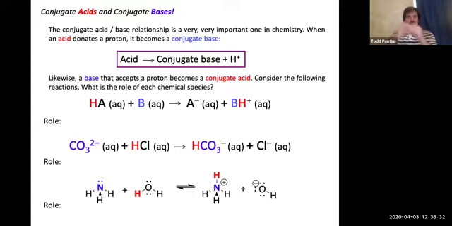So we have our acid. It has a proton on it. When it dissociates, when it gets rid of its proton, it becomes a conjugate base. So I have here a generic reaction written out. We have HA, some generic acid, reacting with B, a generic base. The proton gets lost by the acid and scooped up by our base.